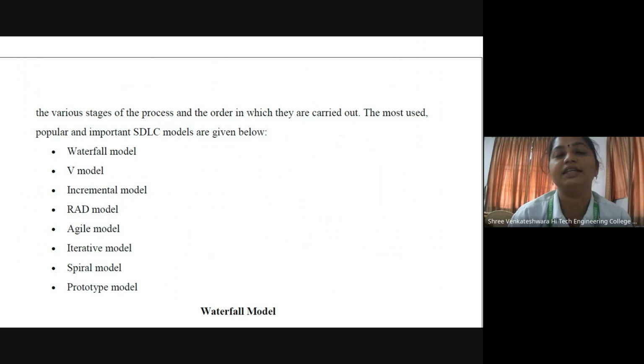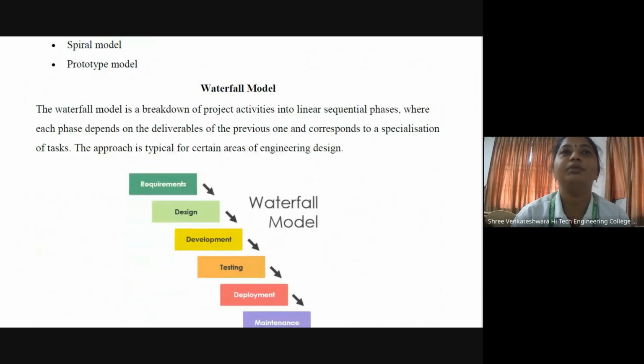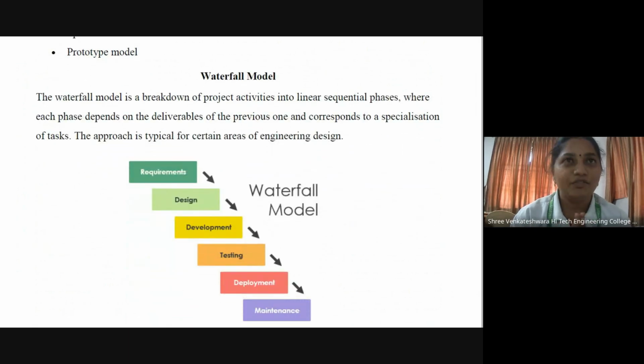Software development life cycle, SDLC, means what? Software development life cycle models: waterfall model, V model, incremental model, agile model. In the waterfall model, every software project has the process stages: requirements, designing, development, testing, deployment, and maintenance. Deployment and maintenance we consider as one part. So we are maintaining requirements, design, development, testing, deployment, and maintenance.